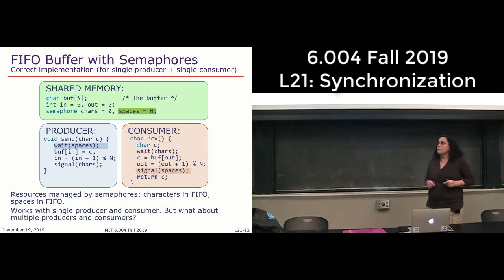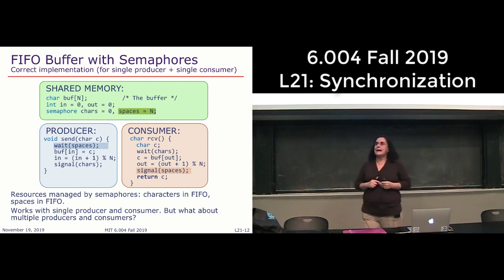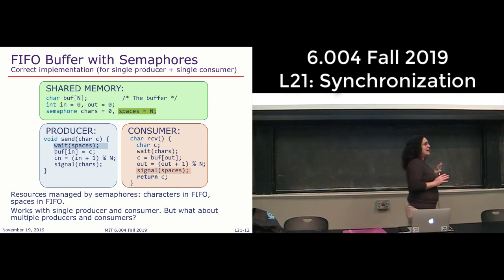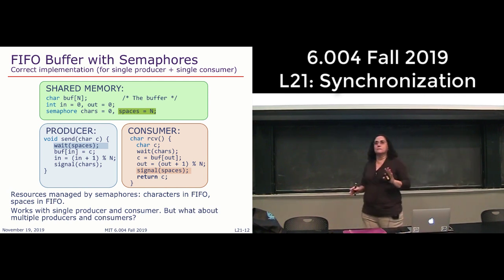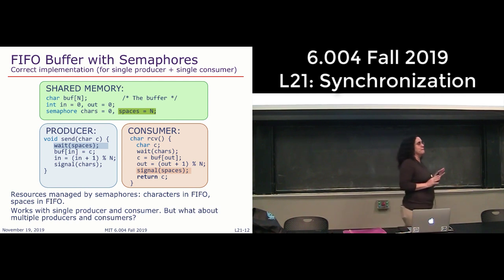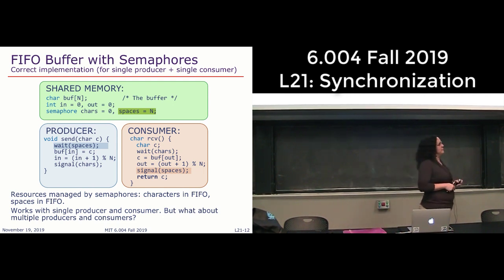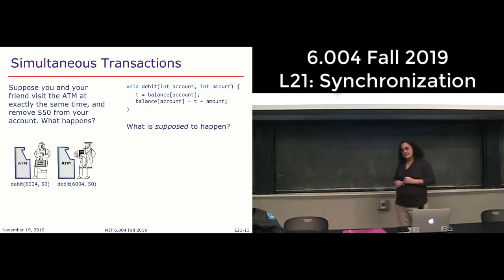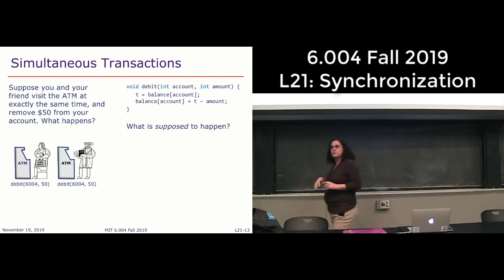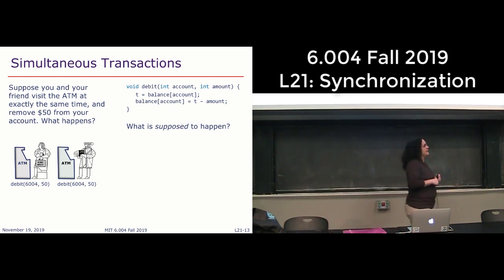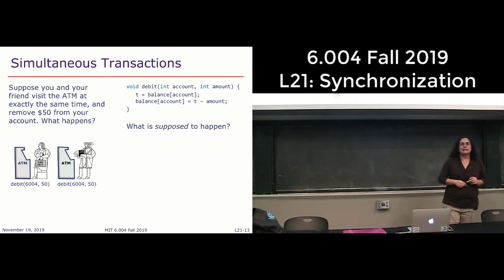All right, so this solution does actually work as long as we only have a single producer and a single consumer. And we're going to get to what we need to do to also handle multiple producers and consumers in a little bit. But before we do that, let's take a look at some other types of problems that can arise that we want to deal with. So, suppose that I have two users of a bank account, and they're using different ATMs, but they're trying to access the same account.